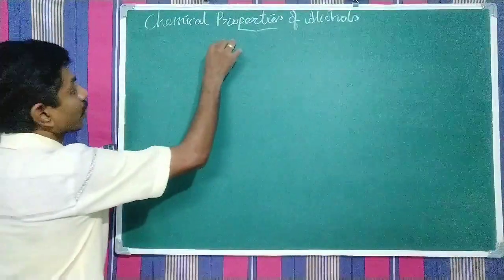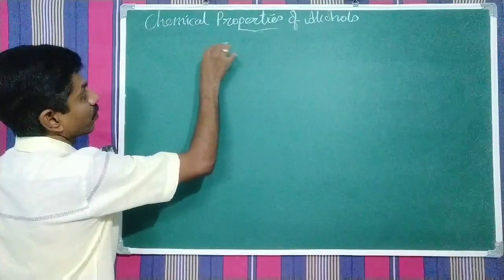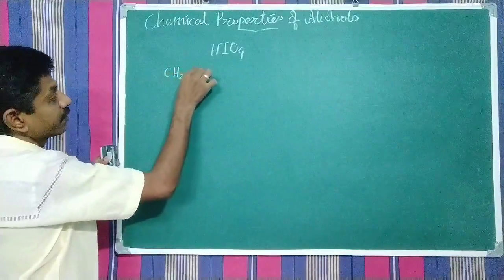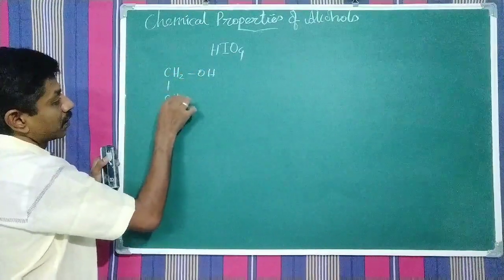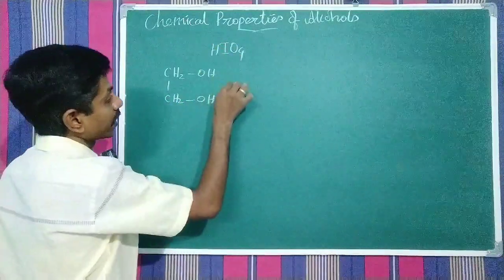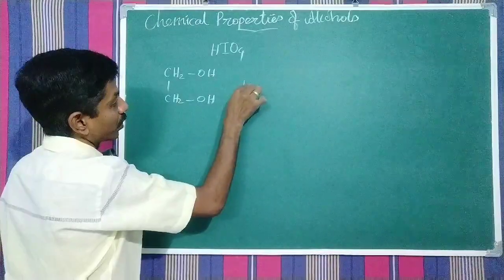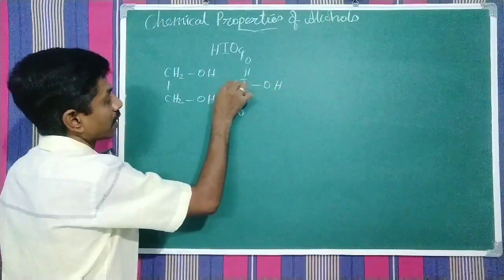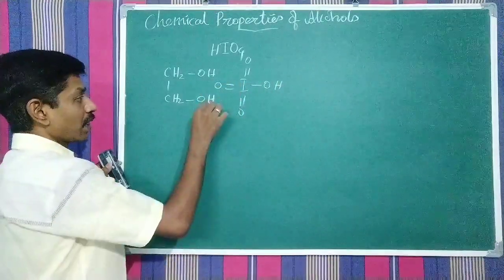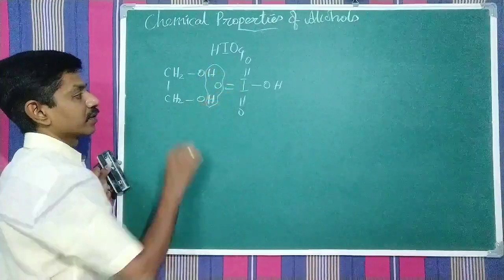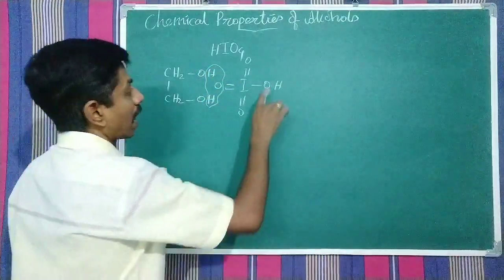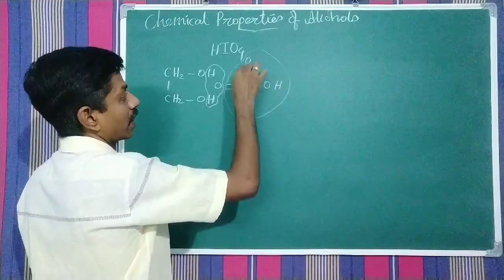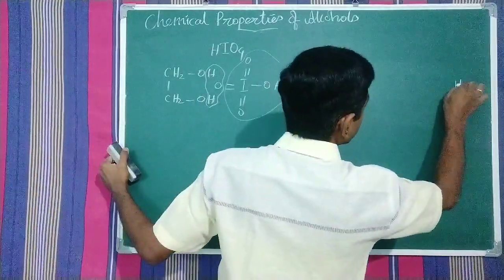Or if you go for periodic acid, HIO4, then the product will be entirely different. See, we are going for the same glycol, ethylene glycol. On treatment with periodic acid, I am writing the formula this way: iodine, double bond O, this side OH group, and this side double bond O. And you closely watch, a water molecule is removed, and the resulting compound coming out will be HIO3, one of the products.